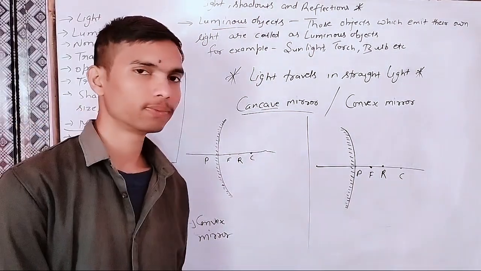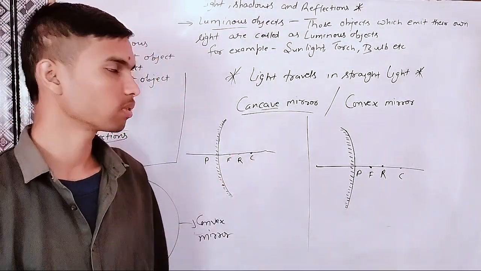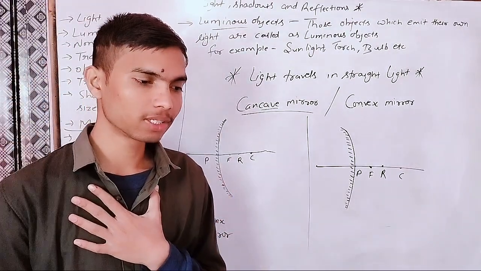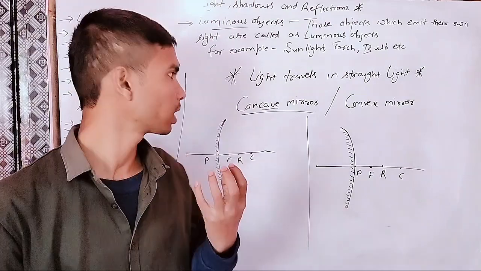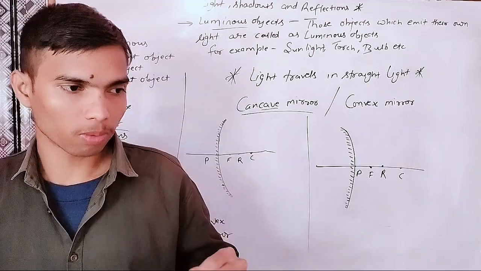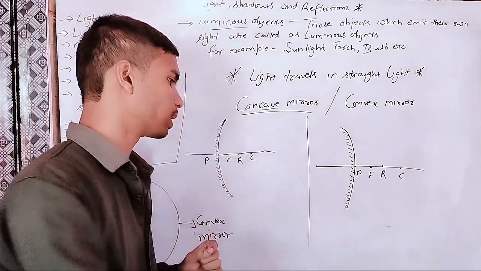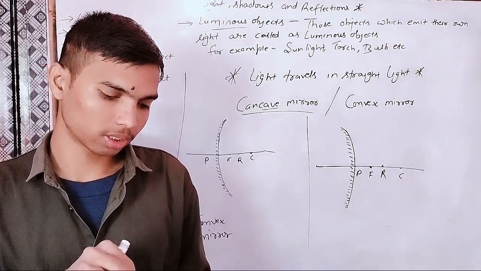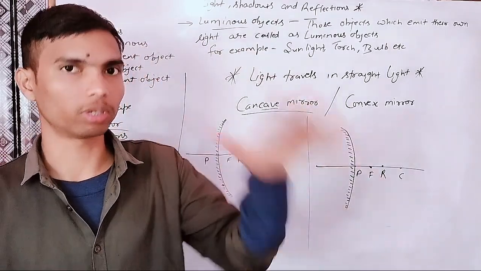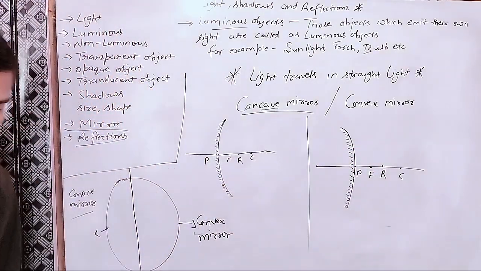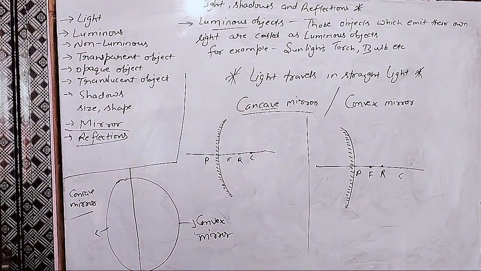Clear? So here we just needed to understand the definition of a concave and the definition of a convex mirror. A concave mirror would describe that my surface would be cave, my surface would be in the inward direction, and a convex mirror's surface would be outward. This outward area is the definition of a convex mirror. Clear?